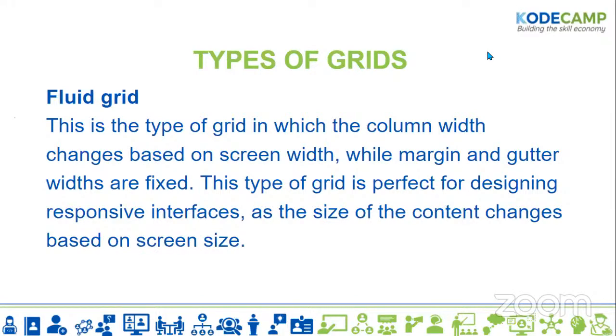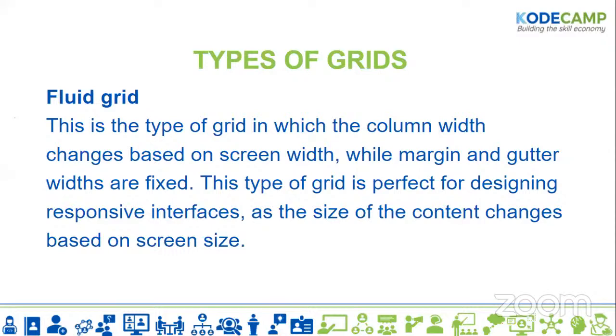We have types of grid. There are a lot of grids, and fluid grid is one of them. This is the type of grid in which the column width changes based on screen width, while margin and gutter width are fixed. This type of grid is perfect for designing a responsive interface, as the size of the content changes based on the screen size. We're still using Jumia as a case study.